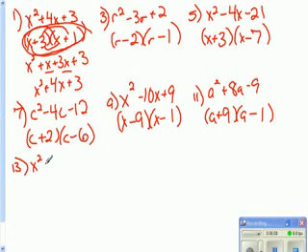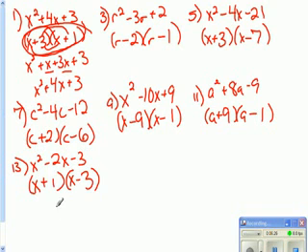We have x squared minus 2x minus 3. Set up my two sets of parentheses, put my x and my x. These are both negative. I'm going to have a positive and a negative. And I'm going to have more negatives. So the 3's got to be negative, the 1's got to be positive. And negative 3 plus 1 is negative 2. And 3 times 1 is 3. That works. Number 15.